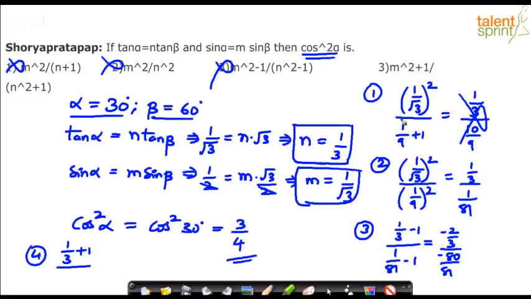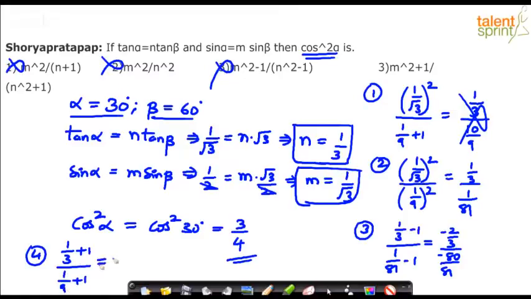So basically, you'll have to check the options once again. I think all the 3 verifications that we have done have gone wrong. Let's substitute in the fourth option and see what happens. N equals 1 by 3, right? So m square plus 1. Is m correct, by the way? M is correct. M is 1 by root 3 only. So m square plus 1, 1 by 3 plus 1 divided by n square plus 1. So 1 by 9 plus 1.